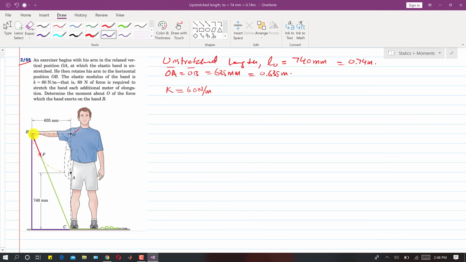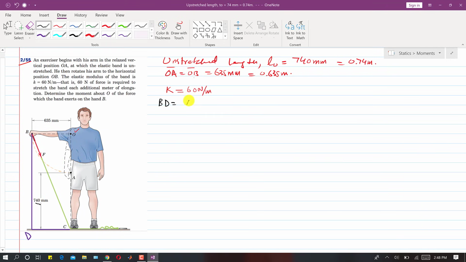Now if I complete this triangle, let's suppose this is point D, right? So this is the BDC triangle, right? So how much is this length, this BD length? So this BD length is equal to how much? This is equal to this AC length plus AO length.